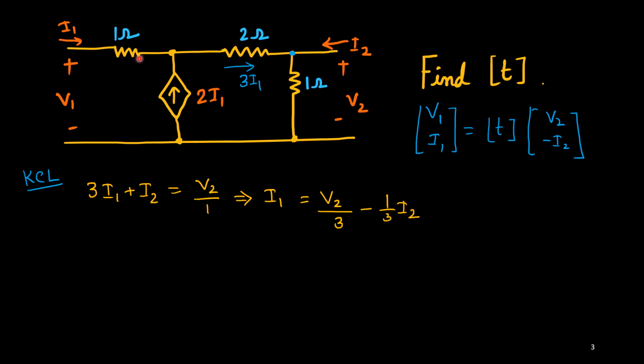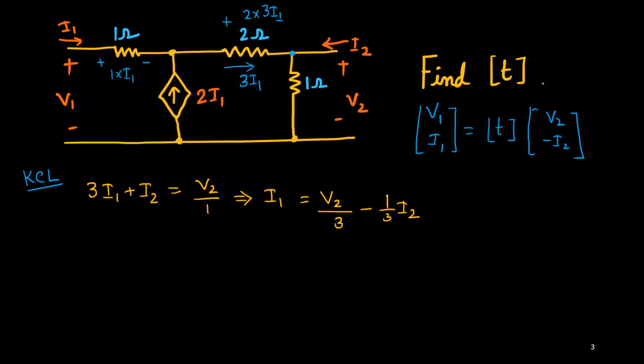So this current is I1. The drop across this one is plus here and minus here. The drop across this one is again plus here and minus here. So this is I1, 1 into I1. This is the current, and this is 2 into 3I1, the voltage, and the voltage across this one is V2.